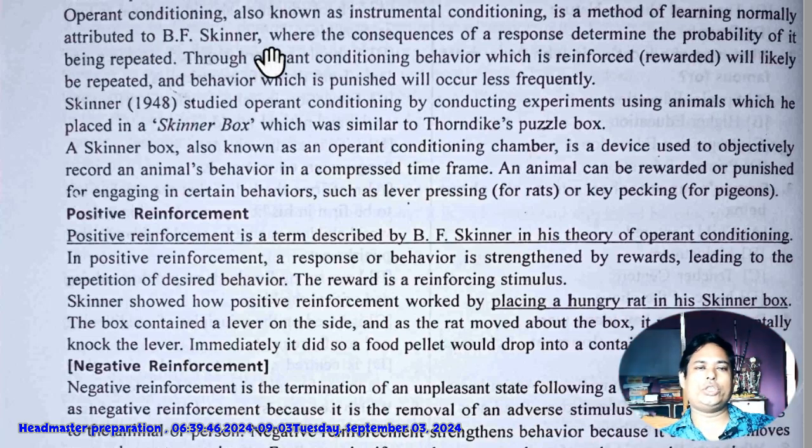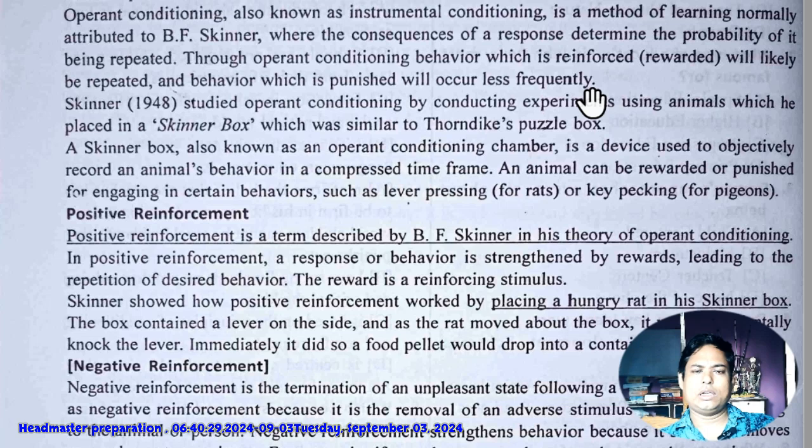Thus, operant conditioning, also known as instrumental conditioning, is a method of learning normally attributed to B.F. Skinner, where the consequences of a response determine the probability of it being repeated. Through operant conditioning, behavior which is reinforced, that is rewarded, will likely be repeated, and behavior which is punished will occur less frequently.